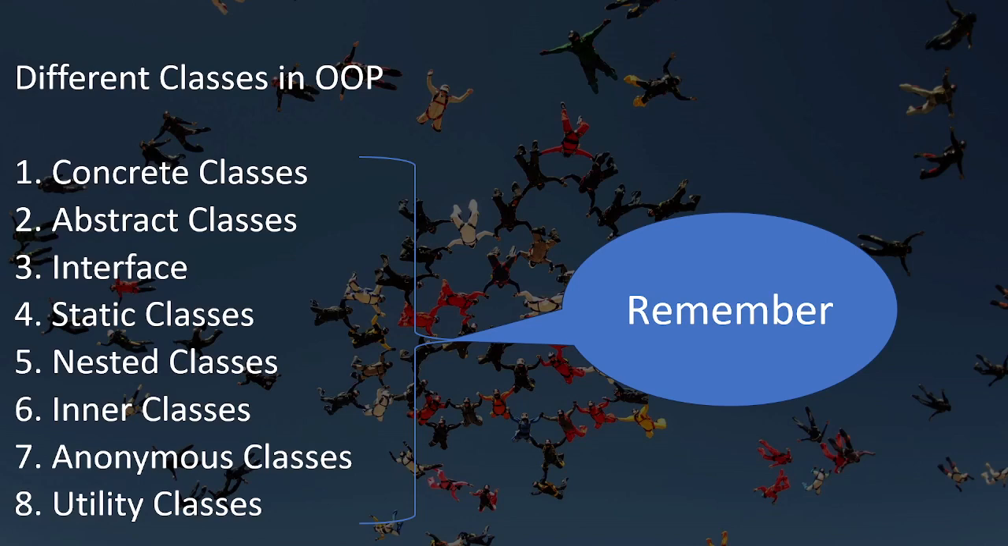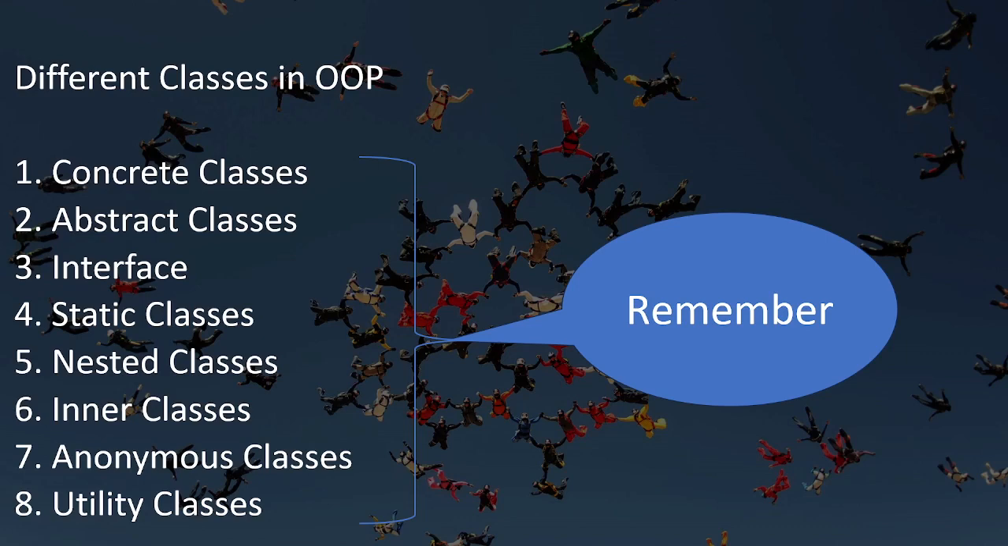Now then we have the abstract classes. We'll be talking about abstraction in the coming videos, but for now just understand this. Abstract classes are classes that cannot be instantiated directly. You cannot instantiate them directly.